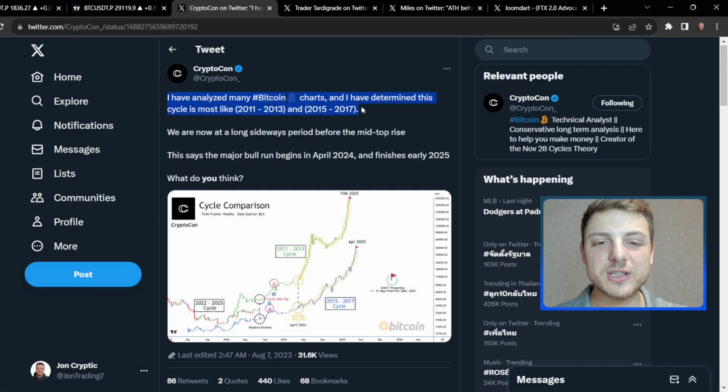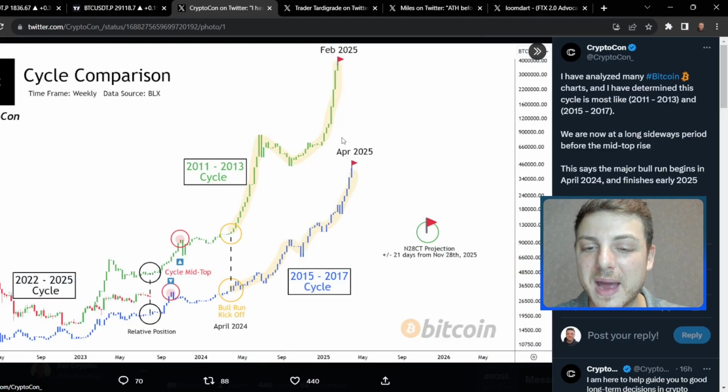Next, I've analyzed many Bitcoin charts and I've determined this cycle is most like the 2011 to 2013 and 15 to 17. We are now at a long sideways period before the mid top rise. This says that the major bull run begins in April 2024 and finishes in early 2025. What do you think about this? So we can see this original back in 2015 to 2017, or let's actually begin with 2011 to 2013. We have this basically green part through here. You can see where we actually get that big kickoff is usually this part of the cycle, all beginning at the same part of the cycle. We get this kickoff around this April bull run.